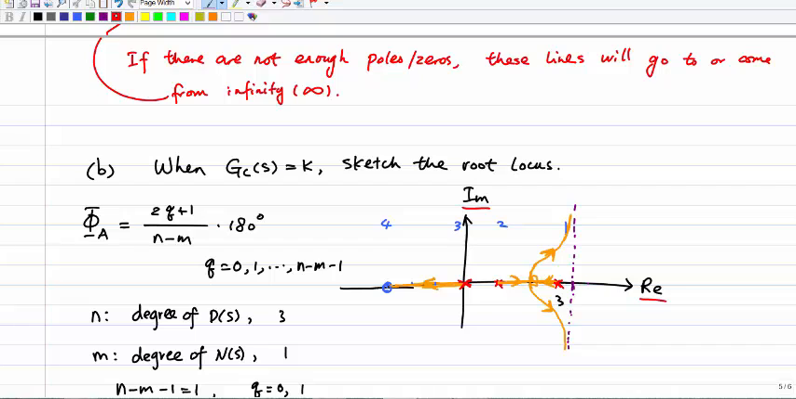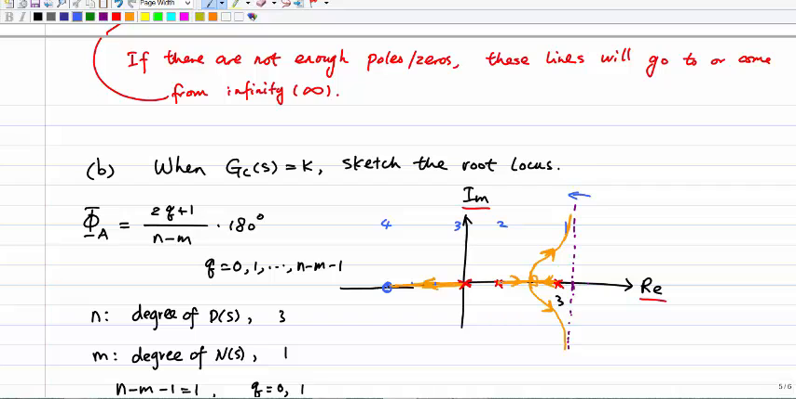Okay, the zero poles are ordered from right to left. So 1, 2, 3, 4. One of the rules says that to the left of an odd number of zeros and poles on the real axis is part of the root locus. What this says is that this is odd number 1, so to the left of it, on the real axis, is root locus.